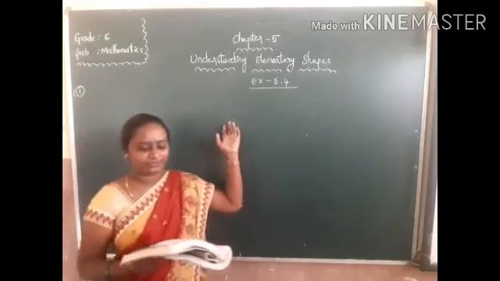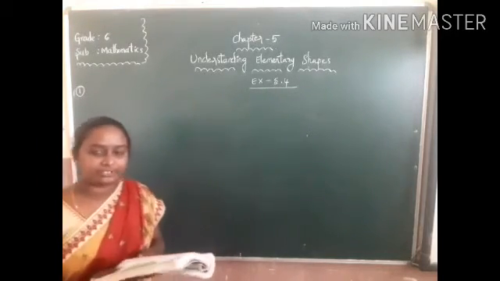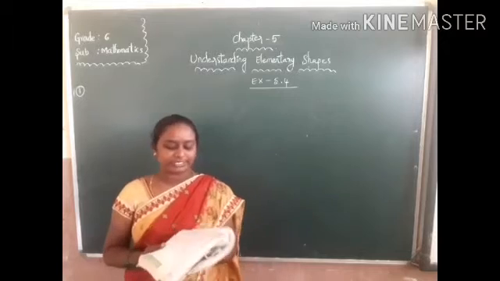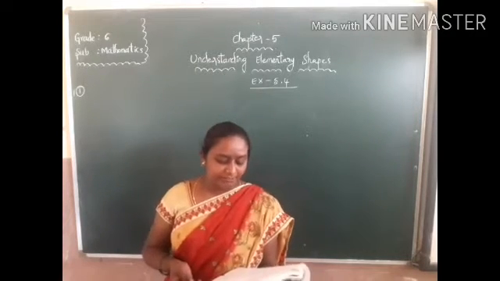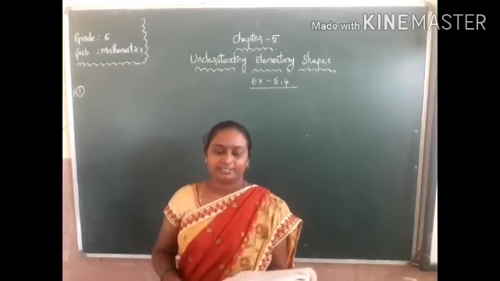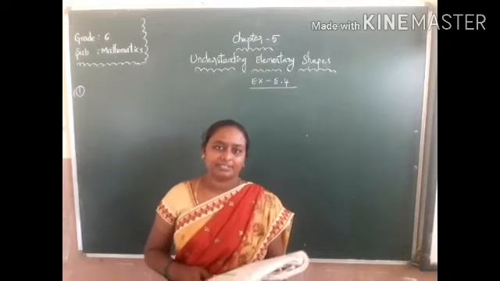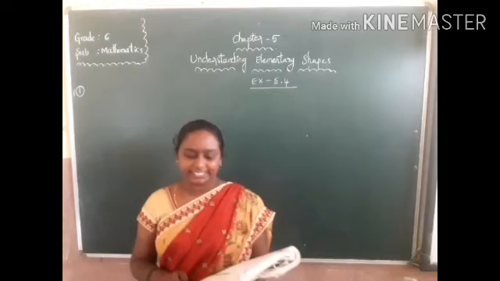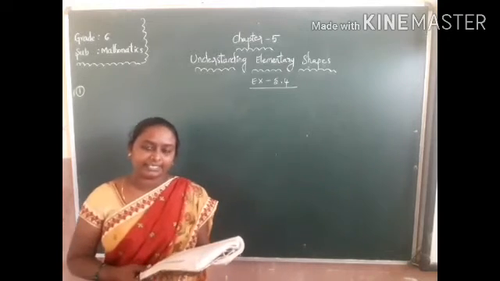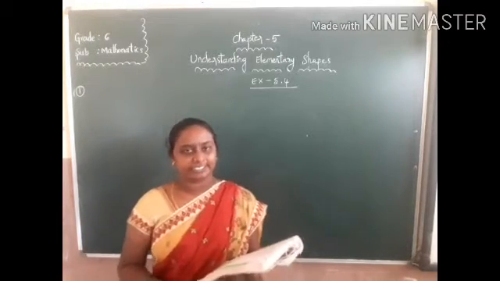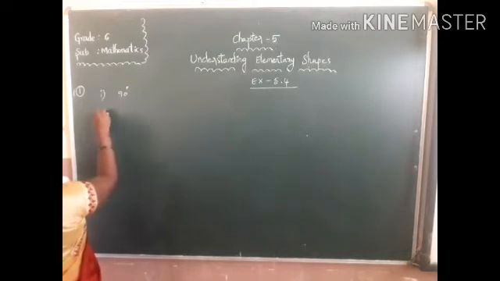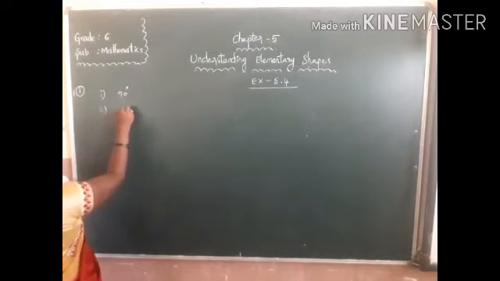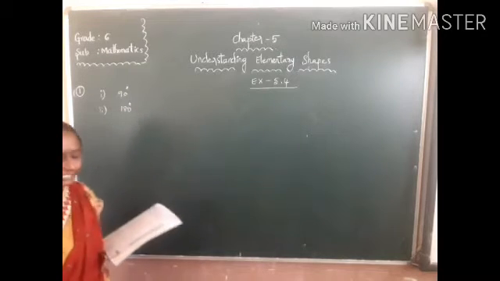Exercise 5.4. This one no need to write in the class work, so write in the textbook only. First read the question. What is the measure of a right angle? Very good, 90 degrees. Straight angle, 180 degrees. So a right angle is 90 degrees, and a straight angle is 180 degrees.